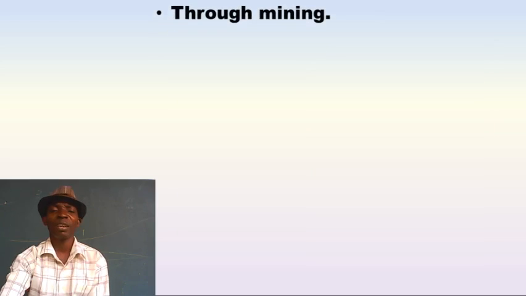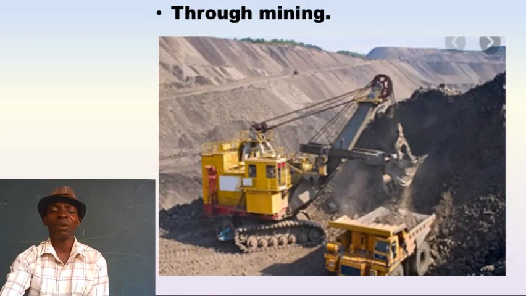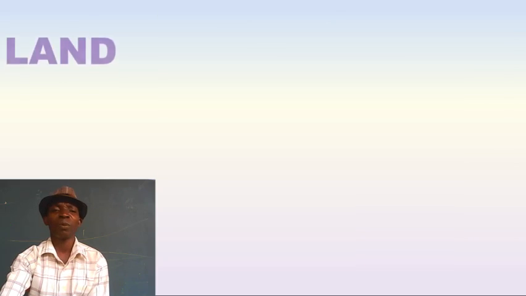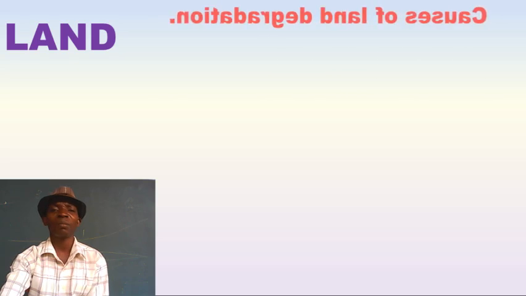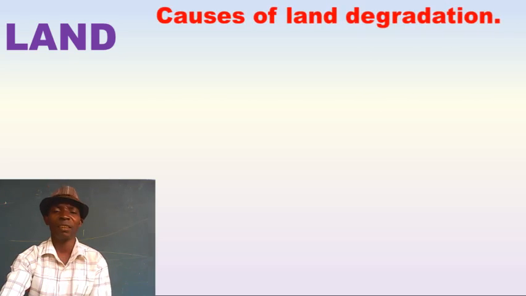Let's continue and look at mining. Ways through which land is degraded. One of them is mining. You can see what is happening in the picture. There is mining, and the whole topsoil has been swept away, has been removed. This is also very bad. Let's proceed and look at causes of land degradation.